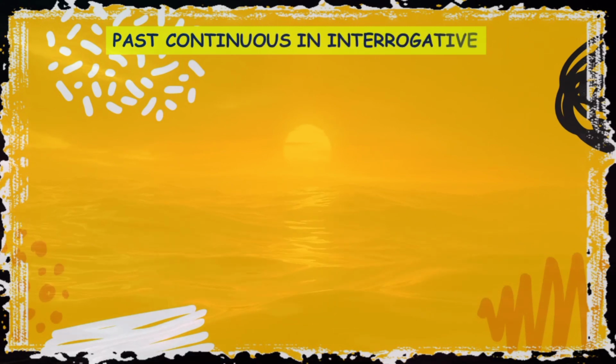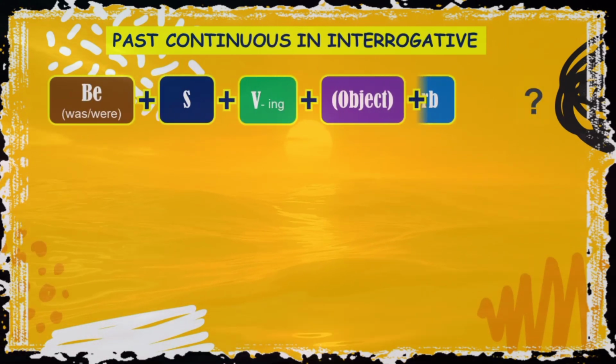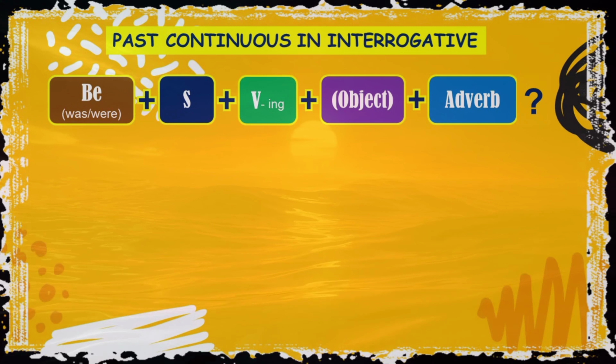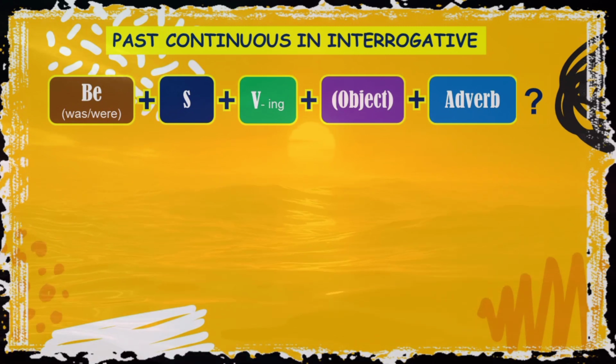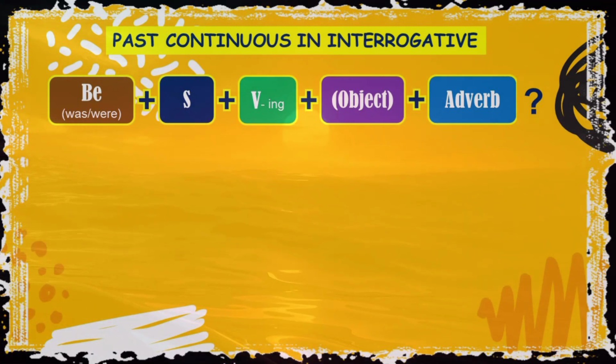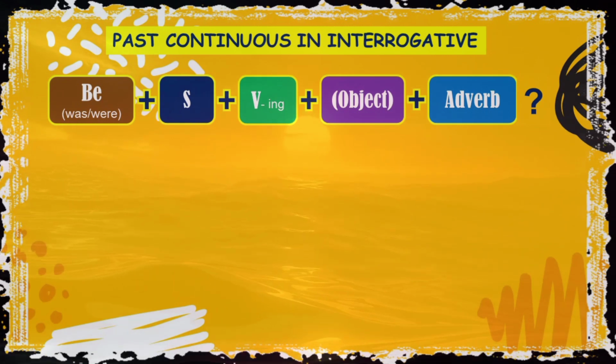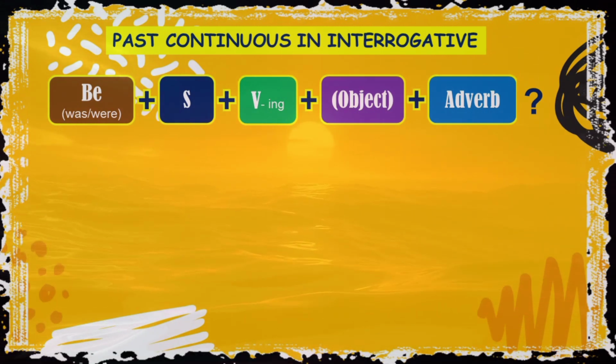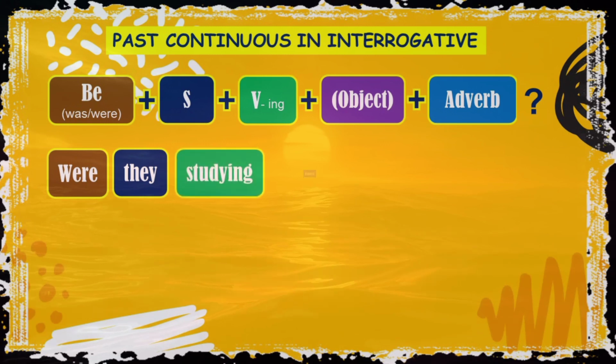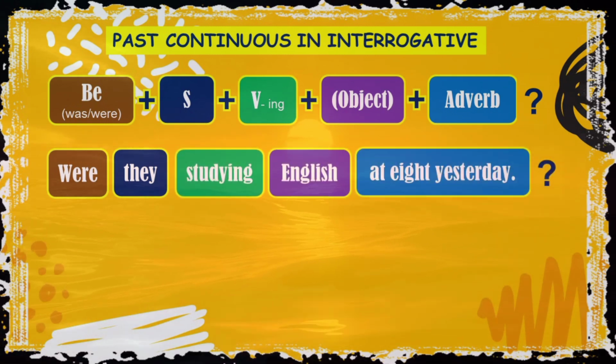Past continuous in interrogative. To make a sentence in past continuous interrogative, we must use the pattern of this tense in interrogative. Be, was or were, subject, verb-ing, object, adverb. Were they studying English at 8 yesterday?